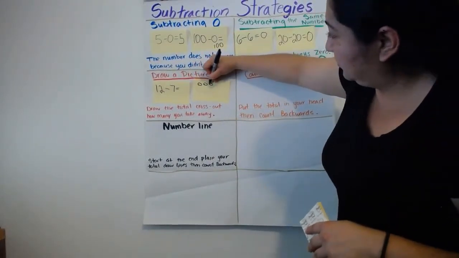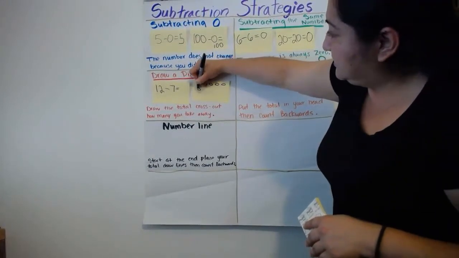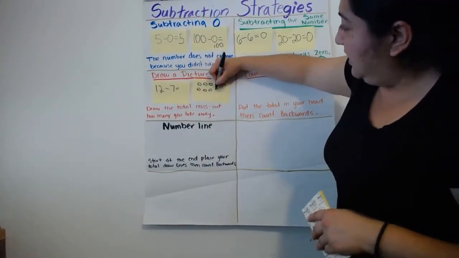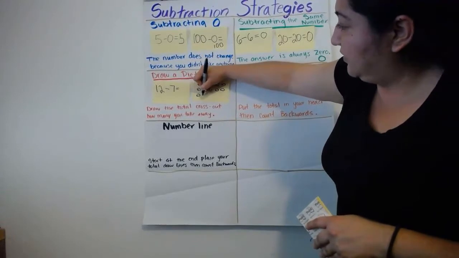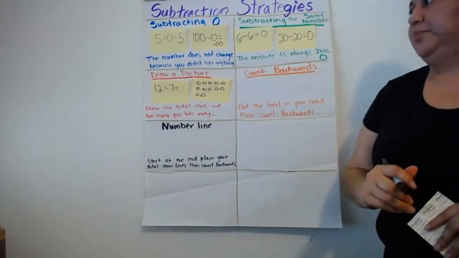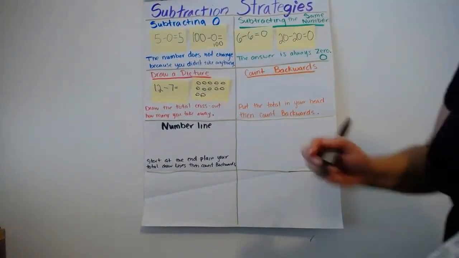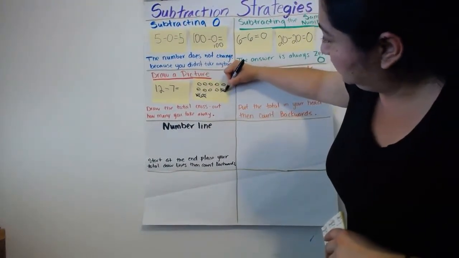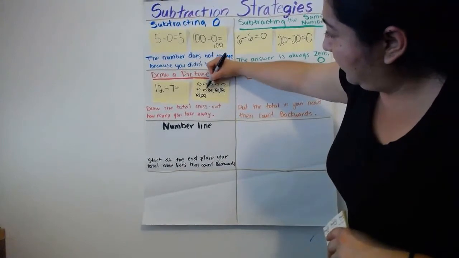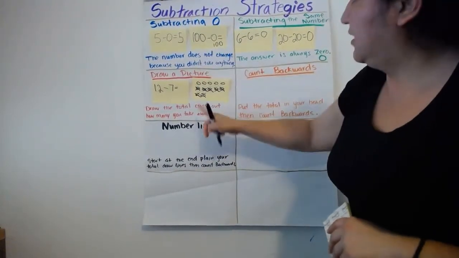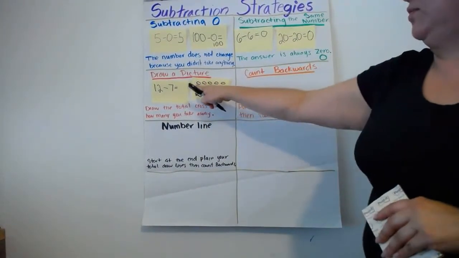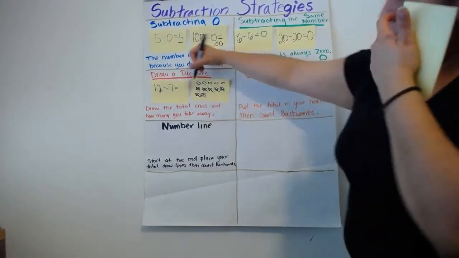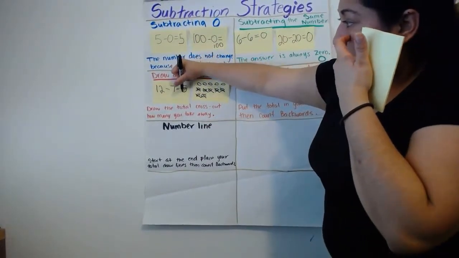So you would have to draw 12. 1, 2, 3, 4, 5, 6, 7, 8, 9, 10, 11, 12. So we stop at 12. Okay, and then you will cross out the 7. 1, 2, 3, 4, 5, 6, 7. And then you count how many you have left over. 1, 2, 3, 4, 5. So your answer here would be 5.